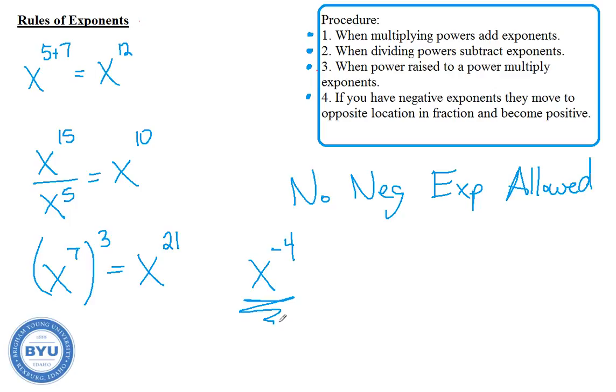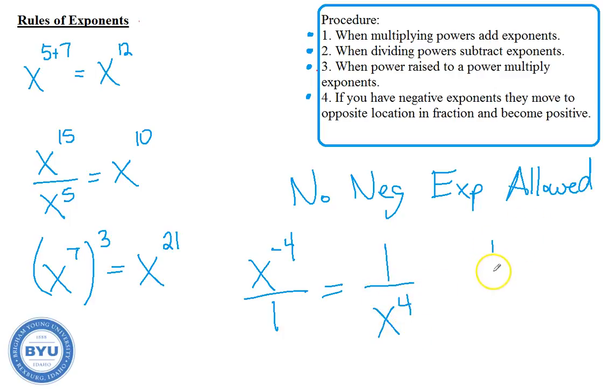And so if you ever have negative exponents when you're dealing with exponent rules, then you are going to need to flip this statement. In fact, the best way to think of it is that if you have negative exponents, they move to the opposite location in the fraction and become positive. So we could think of this as a fraction, x to the negative 4th over 1. We could write this as these guys would come down and become positive.